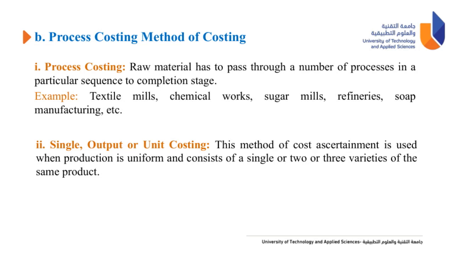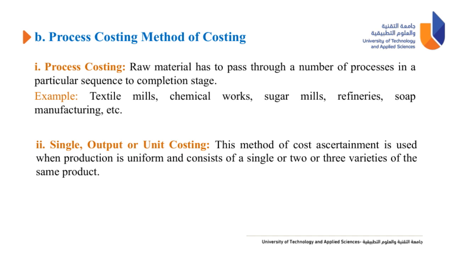Let's now look at single, output, or unit costing. This method of cost ascertainment is particularly useful when production involves a uniform process, and the products are quite similar, often just 1, 2, or 3 varieties of the same product. For example, you'll find this method used in industries like textile mills, chemical works, sugar mills, refineries, and soap manufacturing. The idea is that since the production process is consistent and the products are similar, we can easily determine the cost per unit without much complication.